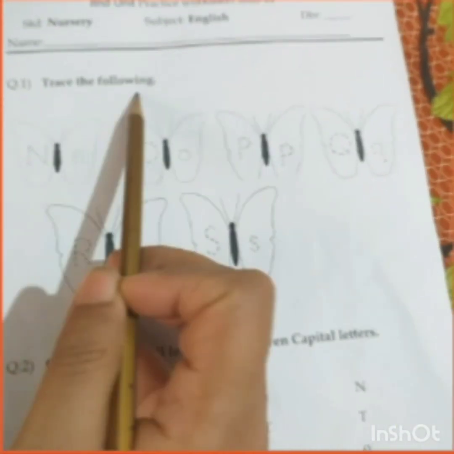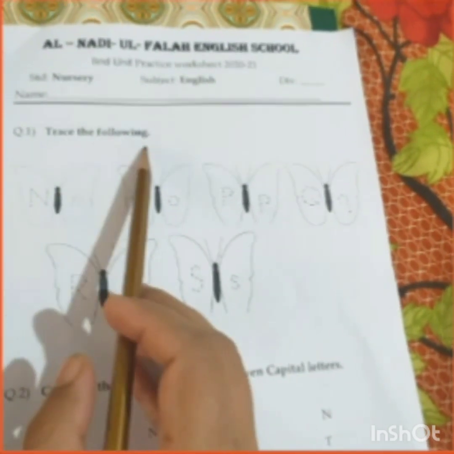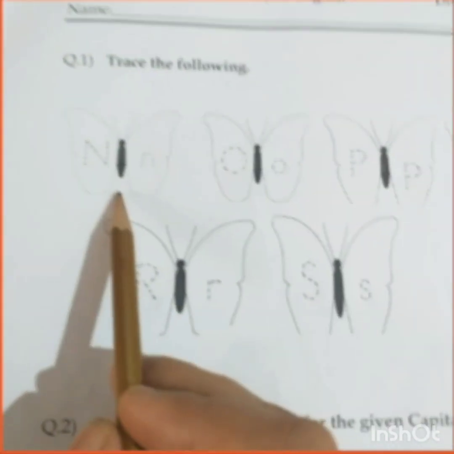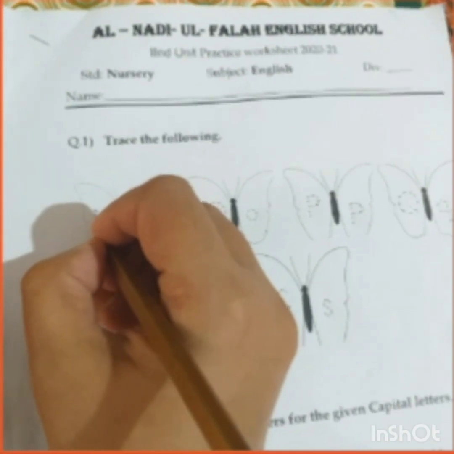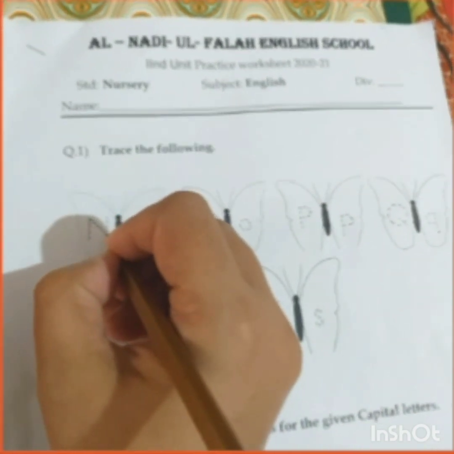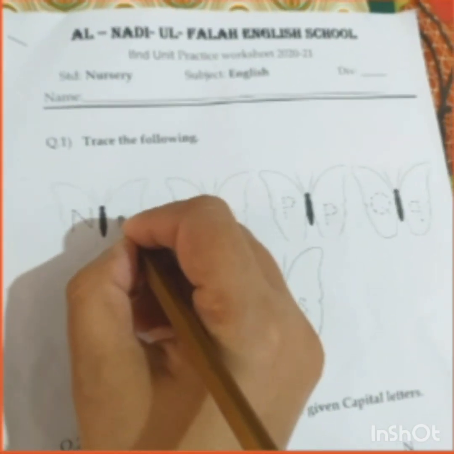Okay. Question 1. Look at this. Trace the following. What do you have to do? You have to trace this alphabet. You have to do it with the pencil. Hold the pencil here and trace the capital N, and a small n.